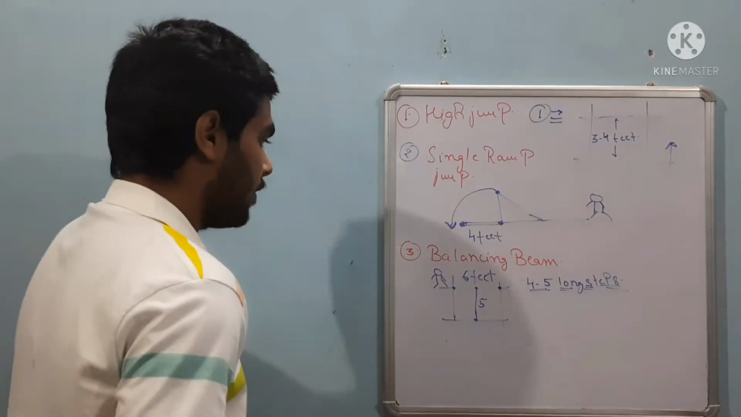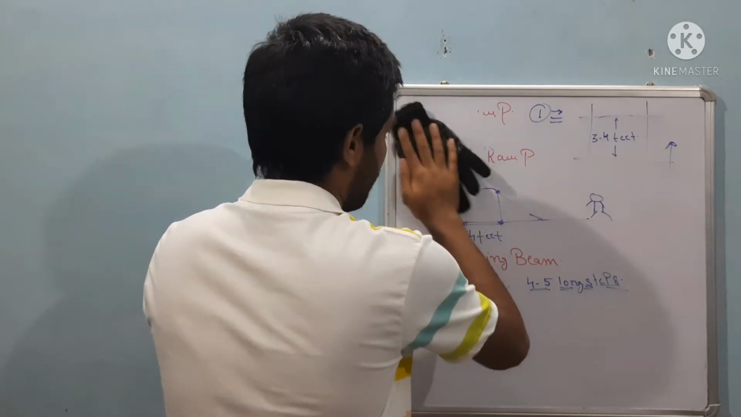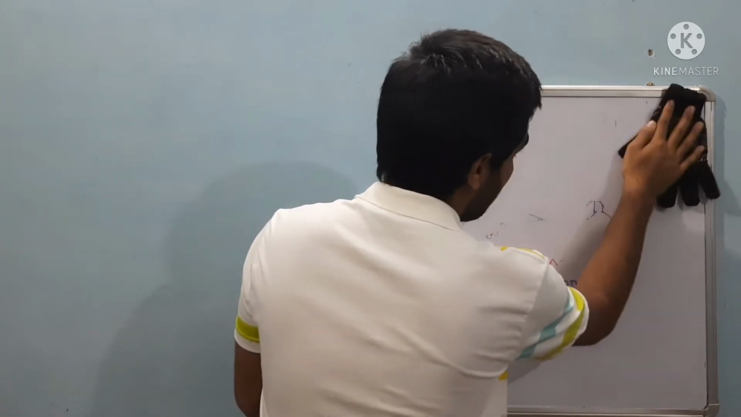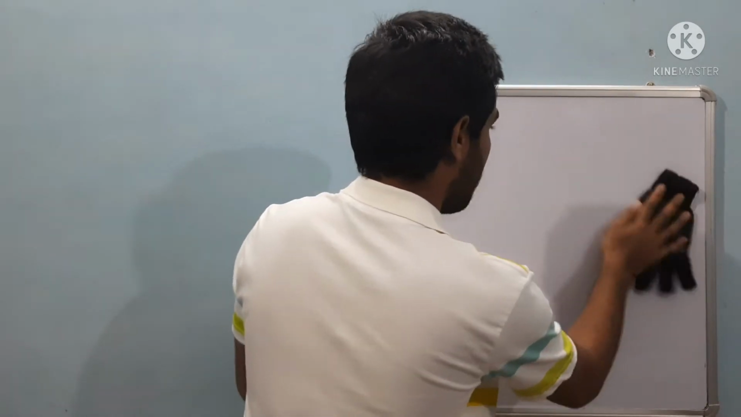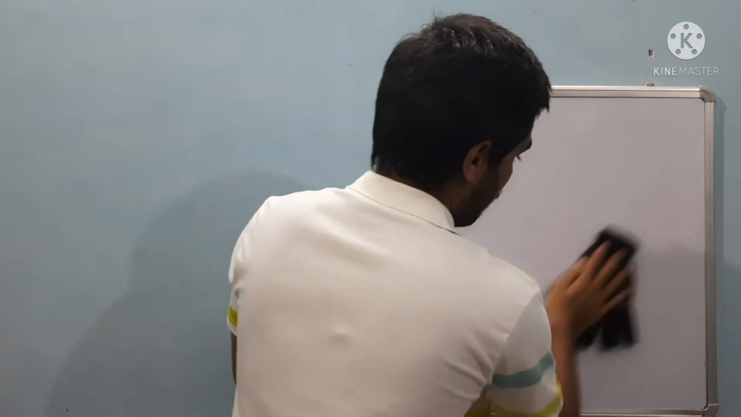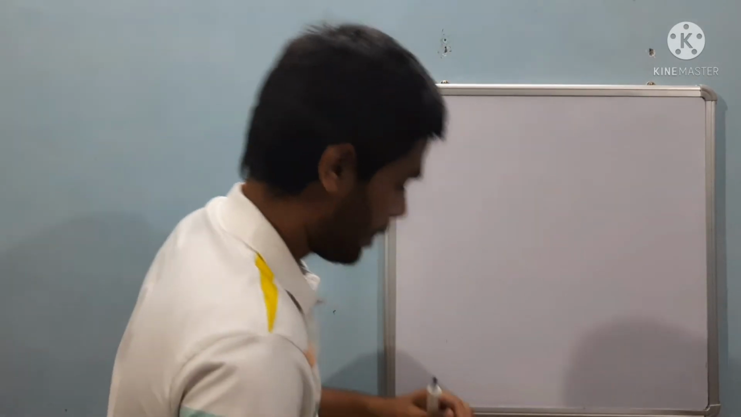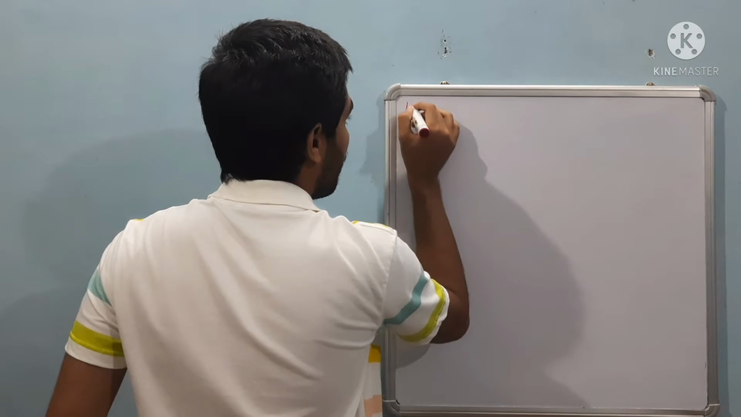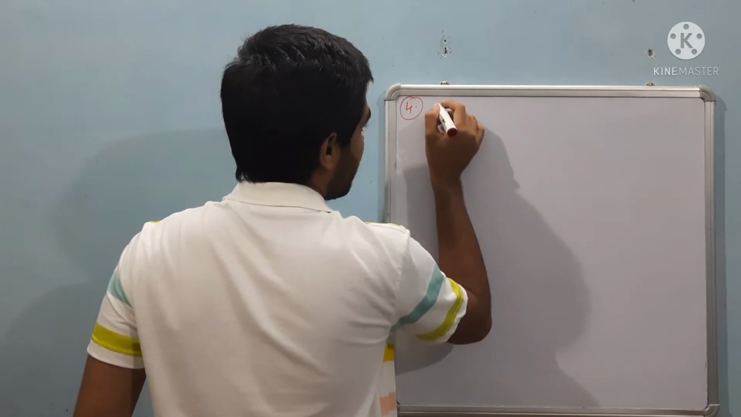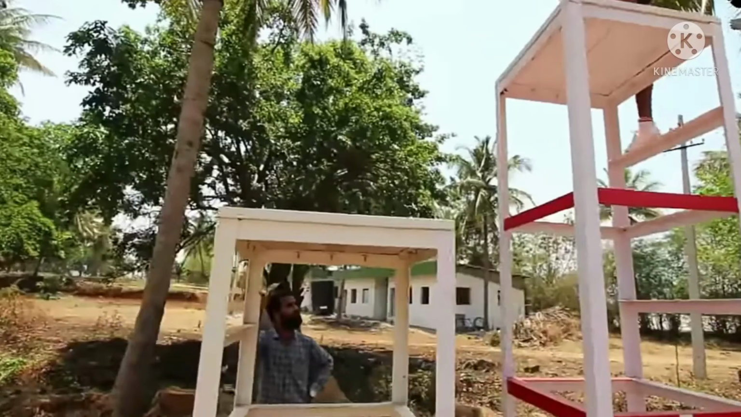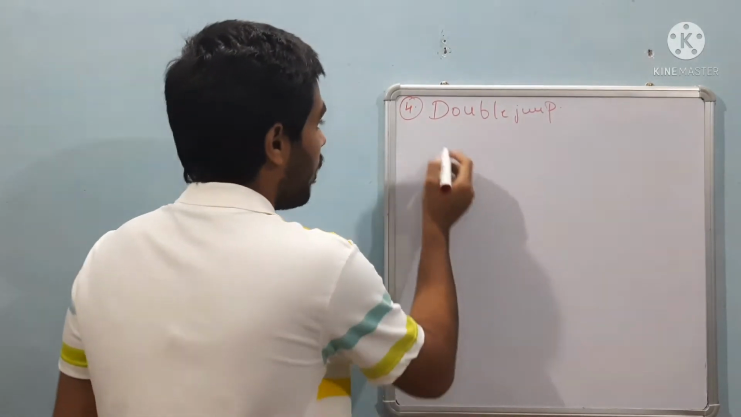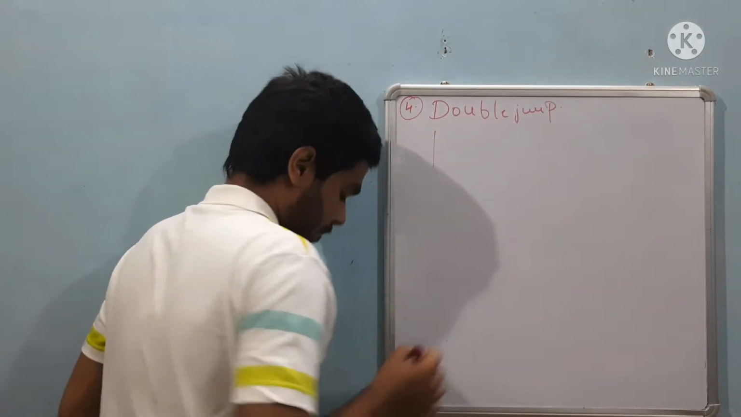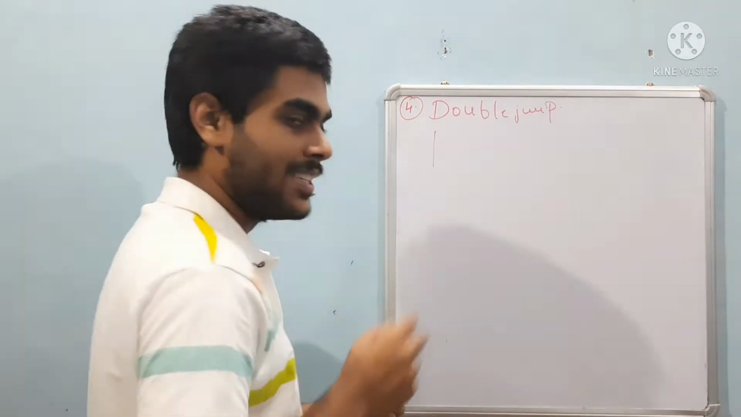So the fourth obstacle is double jump. In double jump, as the name suggests, you have to jump double. That is, you have to jump twice.